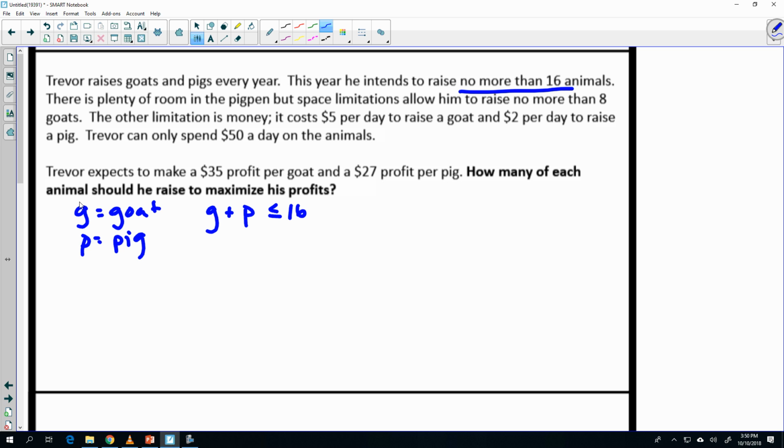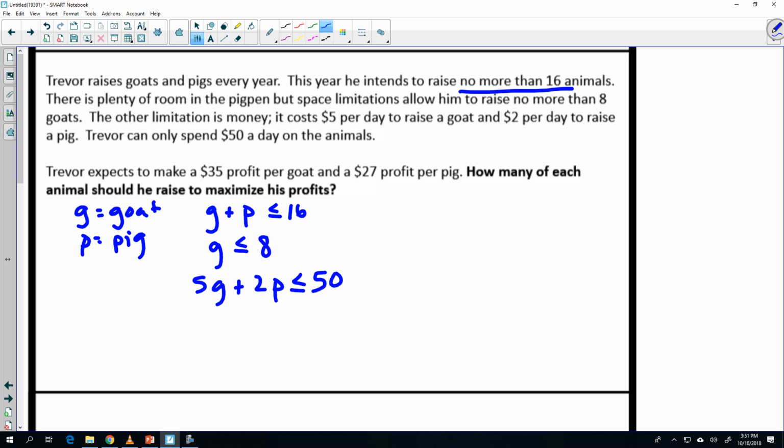There's plenty of room for the pig pen, but the space is limited to allow them to raise no more than 8 goats. So another restriction: the number of goats has to be less than or equal to 8. The other limitation is money. It costs $5 a day to raise a goat, $2 to raise a pig. So 5 for goat, 2 for pig, and I cannot exceed $50 per day. So those are the constraints.